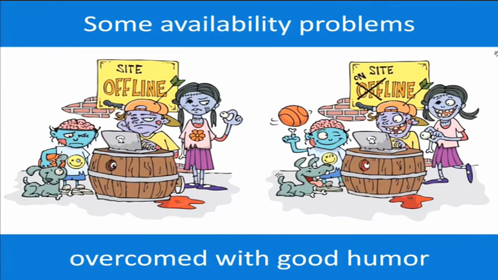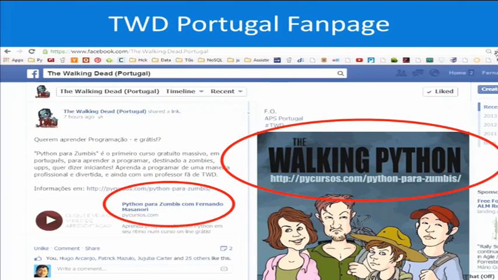And some months ago, we needed to move from Amazon to DigitalOcean to cut costs. Before the migration, we made this draft to warn the students. The Python community is promoting this MOOC in so many different ways. This is a fan page of The Walking Dead in Portugal. Some guy put up a nice draft, The Walking Python.